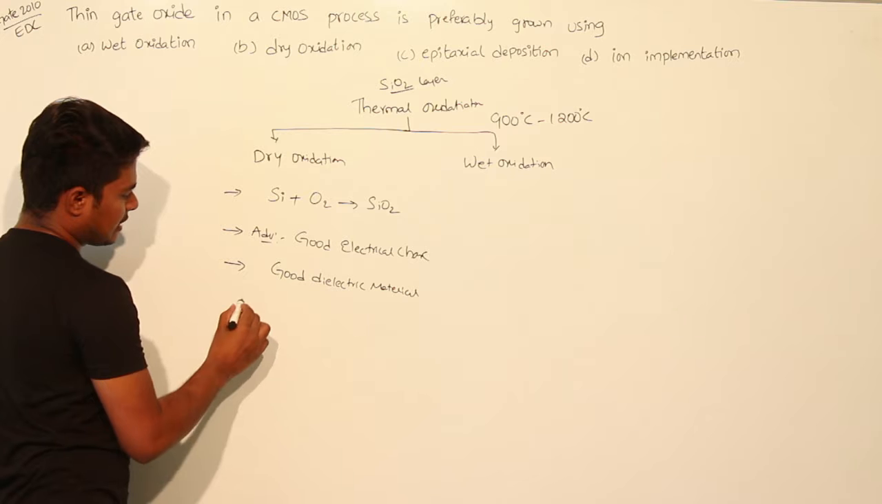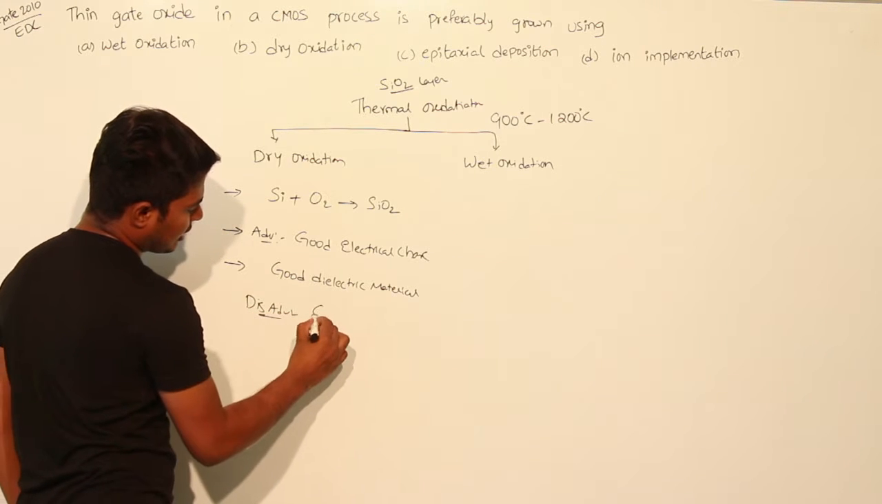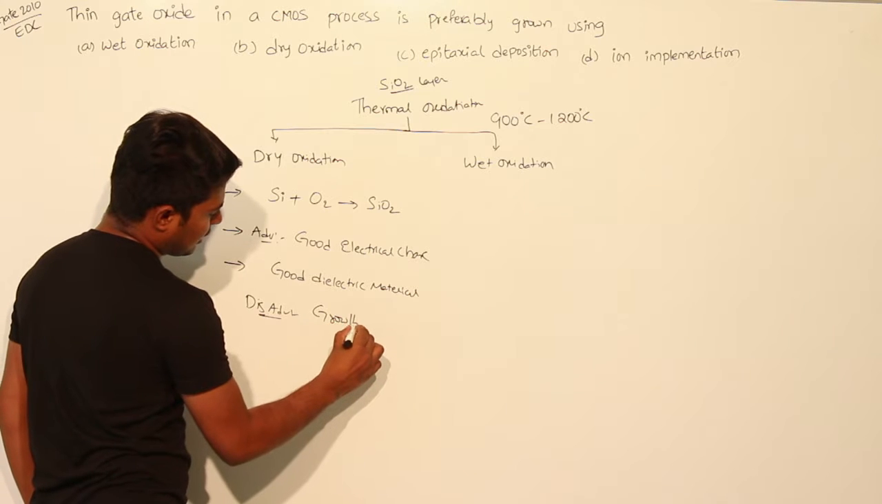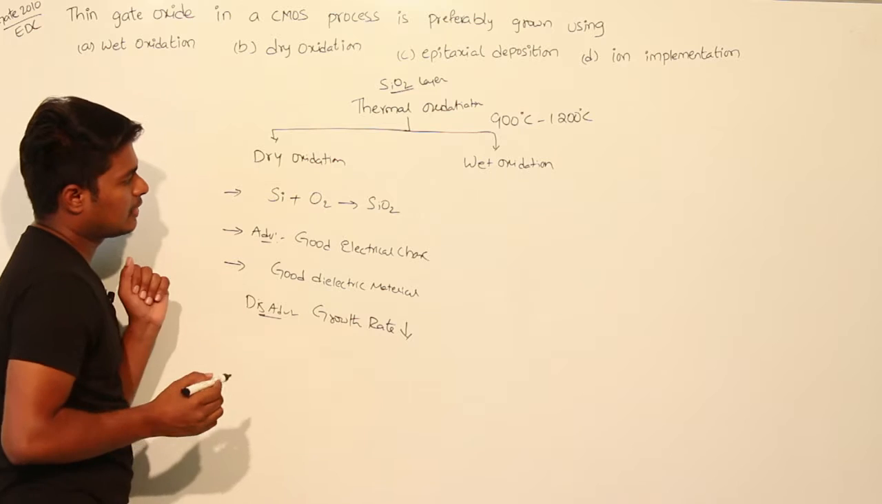Now it also has a disadvantage. The main disadvantage is that the growth rate is very low for dry oxidation.